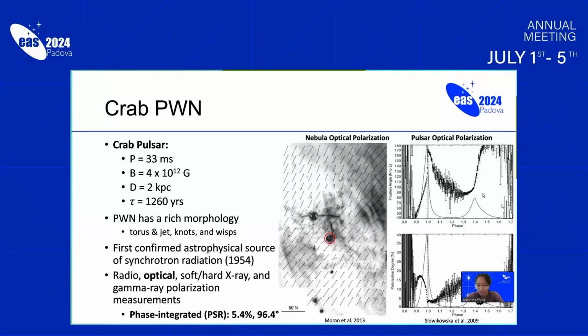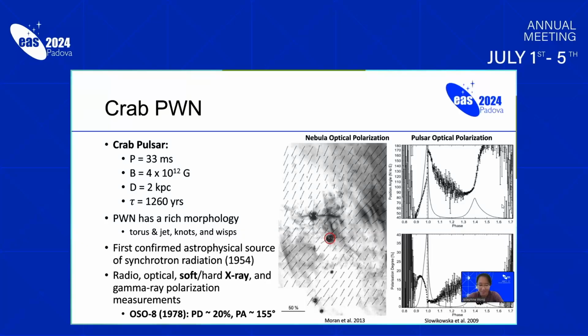Integrated across all phases, the pulsar has a polarization degree of 5.4% and a polarization angle of 96 degrees. And then by contrast, we only have a few polarization measurements in the soft X-rays. So the last one for the Crab Nebula was in 1978 using the OSO-8 satellite, where they measured 20% polarization degree, which yet again confirms the presence of synchrotron radiation in the nebula.